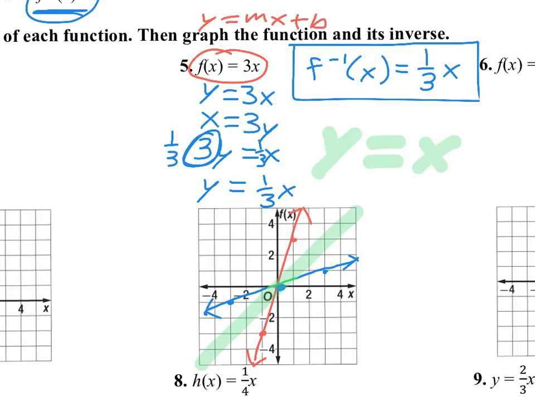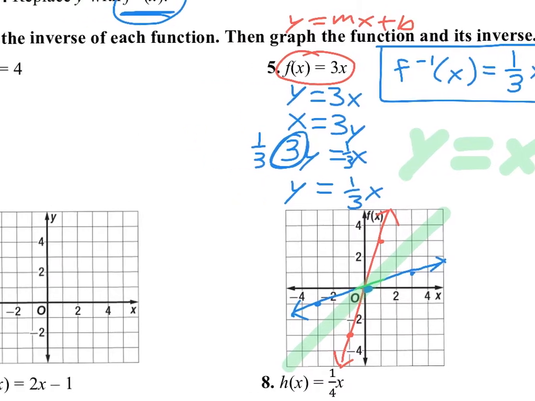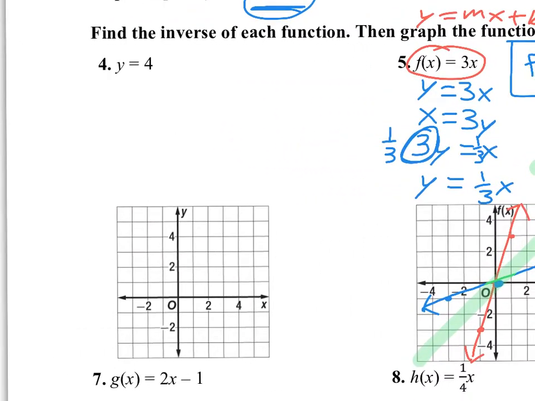Alright, so for number 4, you can't really do the steps listed above because there's no x. So first let's graph y equals 4. Y equals 4 is just a horizontal line that goes through 4.